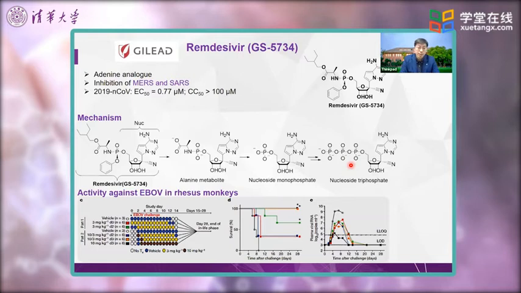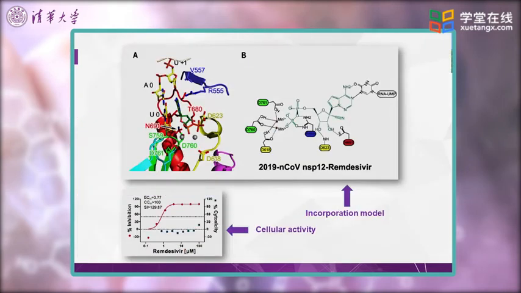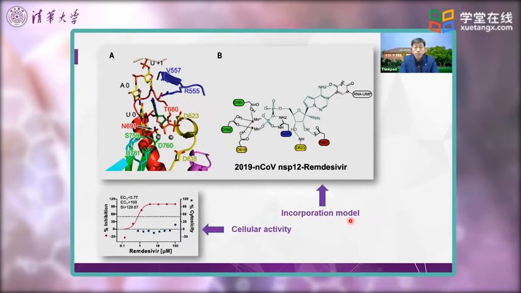This drug has been proved to be highly active against Ebola virus in rhesus monkeys. Here you see the data. This cartoon shows the incorporation model between the RNA polymerase of the novel coronavirus and the drug remdesivir. As you can see, here is the diphosphate structure. They have hydrogen bonding interactions with the amino acid residues from the novel coronavirus polymerase.